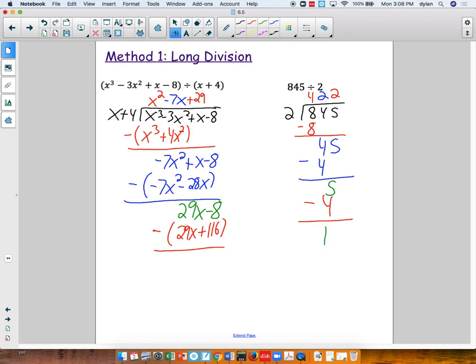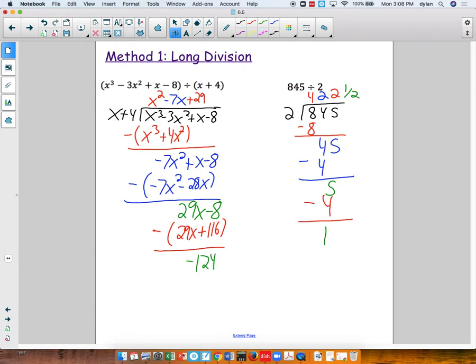29x minus 29x obviously is gone. Negative 8 minus 116 is negative 124. And so these are our remainders, right? And if you think about the long division side, if you remember, when you end up with a remainder, that's the same thing as adding the remainder divided by the original value that you're dividing by. So in other words, we would just have like 422 and a half.